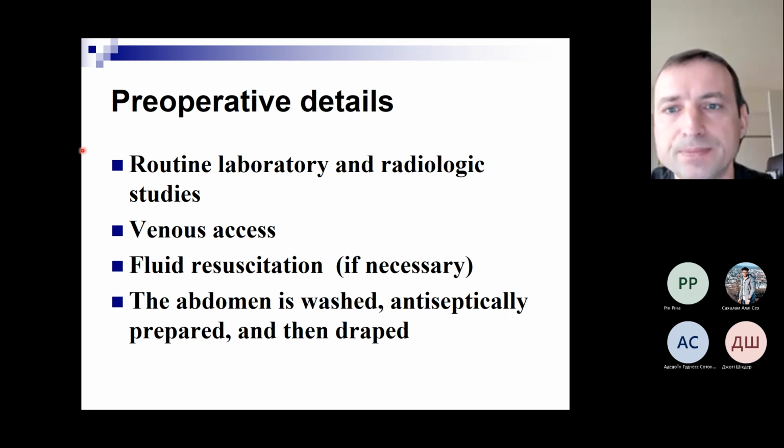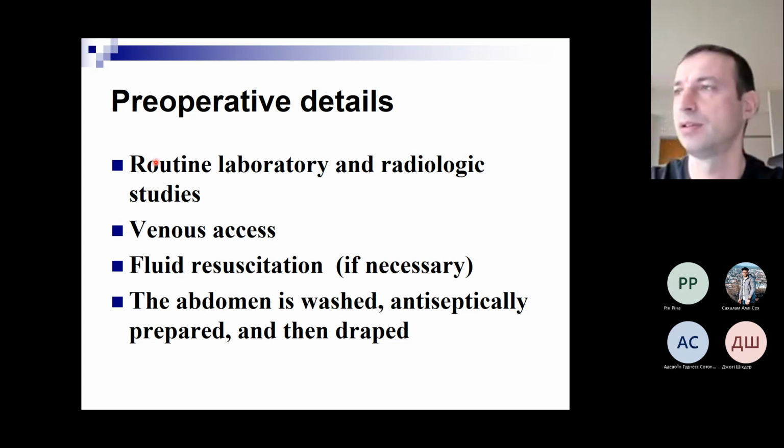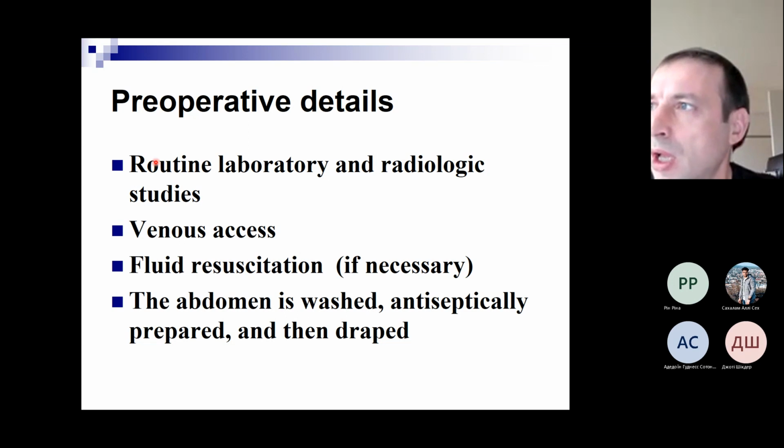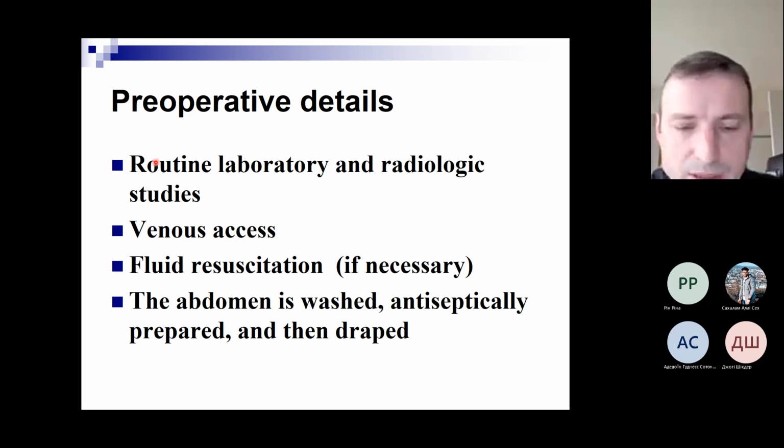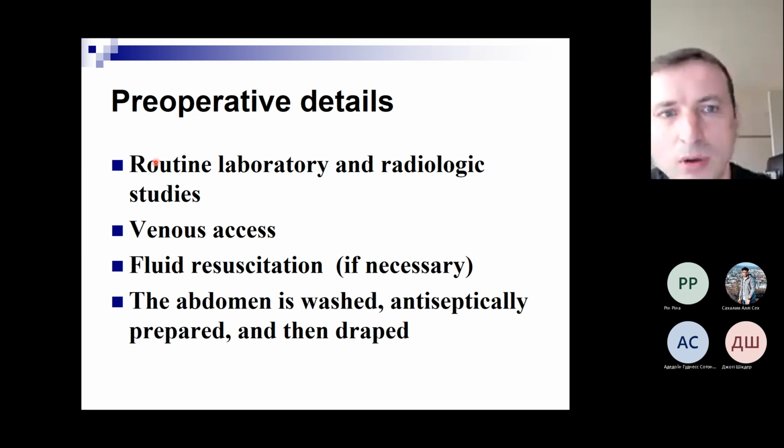Operative details. Routine laboratory and radiological studies must be done, venous access, fluid resuscitation, and if necessary, the abdomen is washed, antiseptically prepared, and draped. Before appendectomy, we can use one dose of antibiotics, 60 minutes before the operation. If high temperature is present, maybe we use paracetamol 15 milligrams per kilogram.